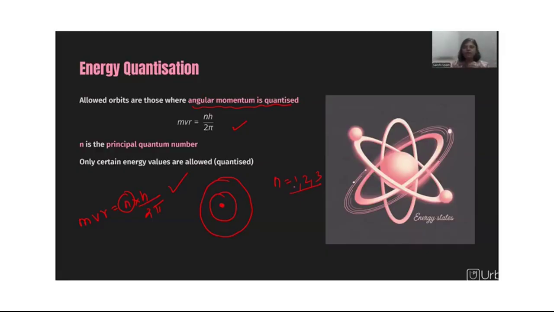For example, if a teacher creates spaces, like there is a first row, then some space, then there is a second row, then some space, then there is a third row. So children can only sit in the rows, first row, second row, third row. It's not like children can sit in between. That is why these orbits, these energy levels, are quantized. So allowed orbits are those where the angular momentum is quantized. Quantized means it should have a fixed energy. The value of n should be a whole number. It should not be a decimal.